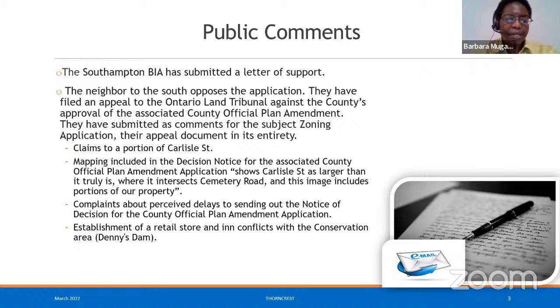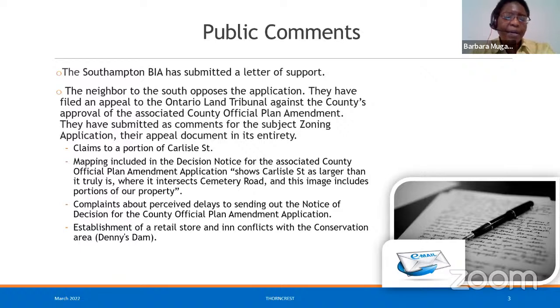The next comment was with respect to the mapping that was part of the notice of decision for the official plan amendment application that was mailed to members of the public. They say that the mapping shows Carlisle Street as larger than it truly is, where it intersects Cemetery Road, and that this image includes a portion of our property. Now, I should just explain that what we try to show with the notice of decision is to include mapping of the subject lands, and that is to show the property that is affected by an amendment. As part of that, we also include surrounding land uses. But in relation to those surrounding land uses, we do not necessarily make sure that they're accurate measurements for those sites. So that sort of explains why there might be a discrepancy between what is shown on the mapping and what they say is the accurate measurements.